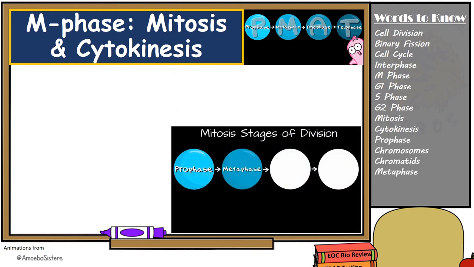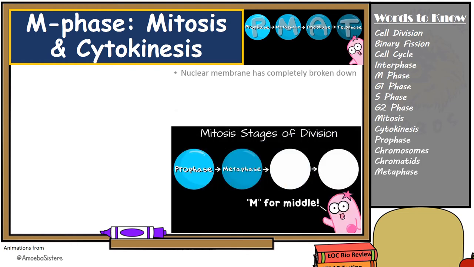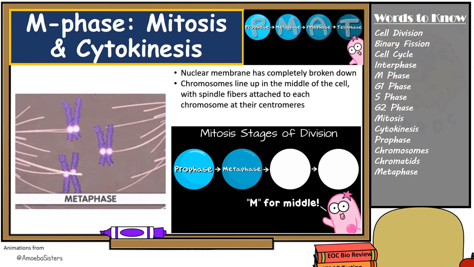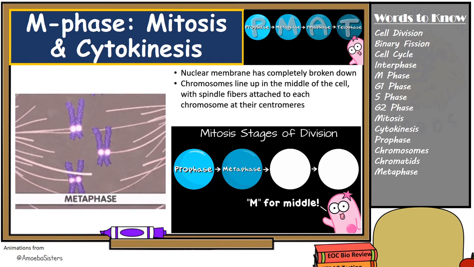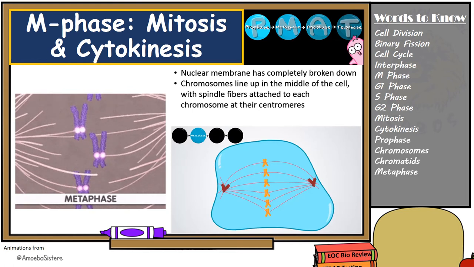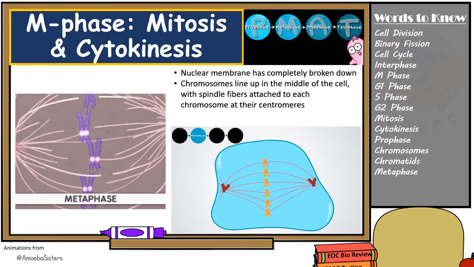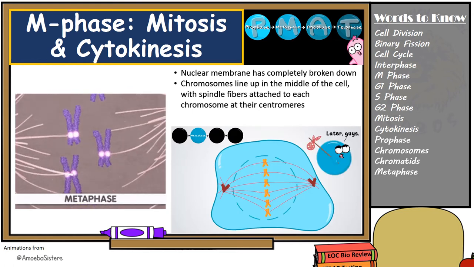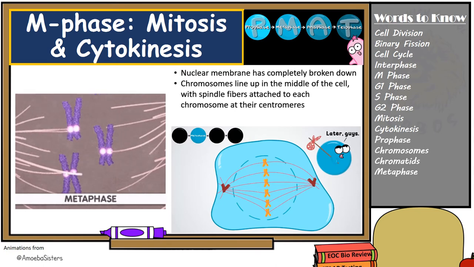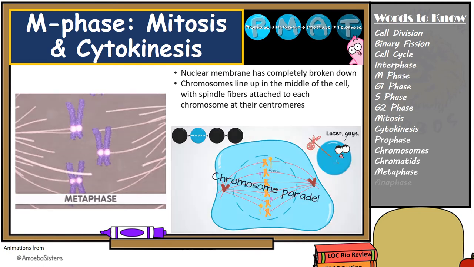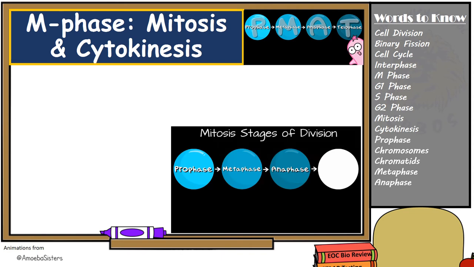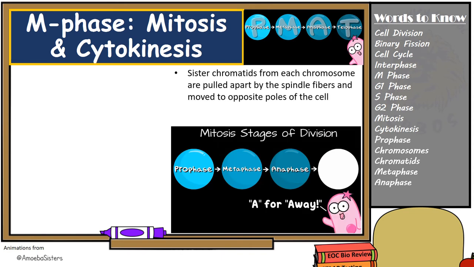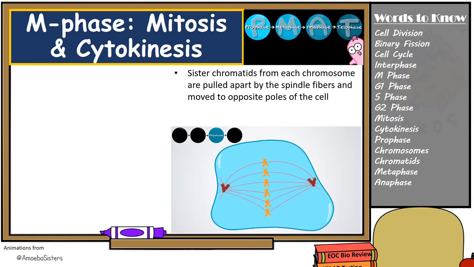Next, we have M for metaphase, which is where the nuclear membrane has completely broken down and the chromosomes have lined up along the middle of the cell with spindle fibers attached to each chromosome at their centromeres. Then comes A for anaphase, which is where the sister chromatids from each chromosome are pulled apart by spindle fibers and begin to move to opposite poles of the cell.